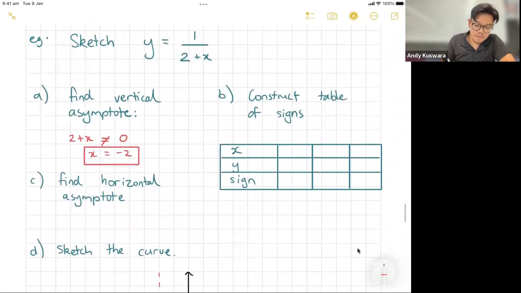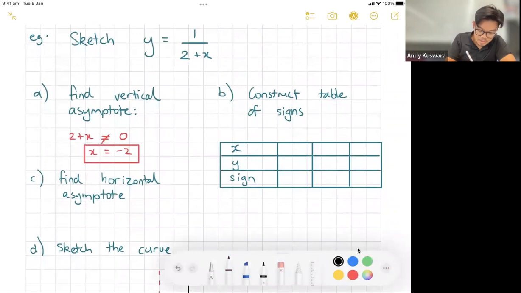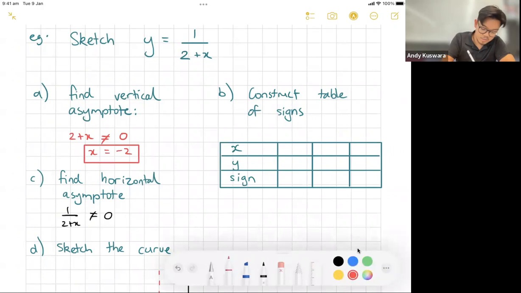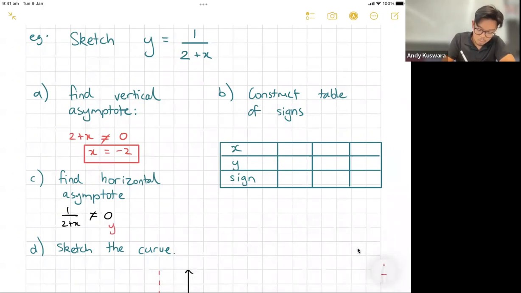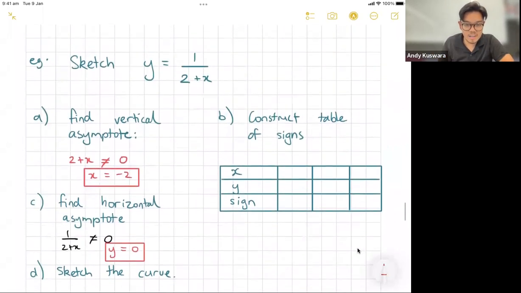Now the horizontal asymptote. I know here that 1 on 2 plus x cannot equal 0. No matter what I put as the value of x, that fraction will never be 0. It can be undefined, but it will never be 0. So my y equals 0 is going to be my horizontal asymptote. I'm just going to draw it slightly above so you can see it, but it will technically be right on the line. Now I realized I also missed part B.